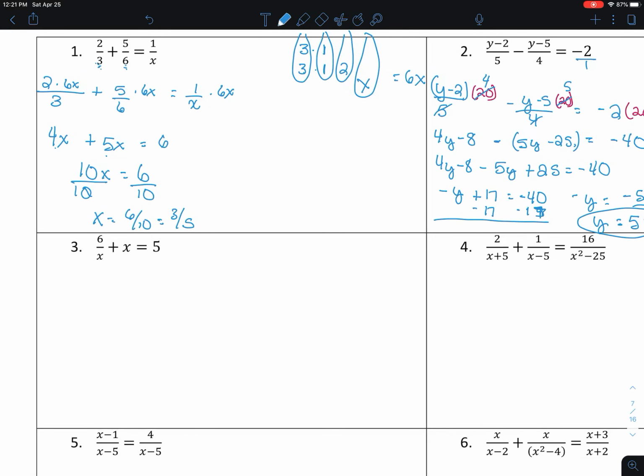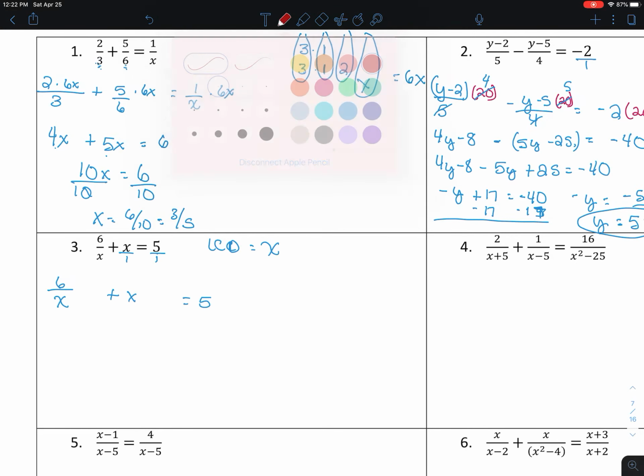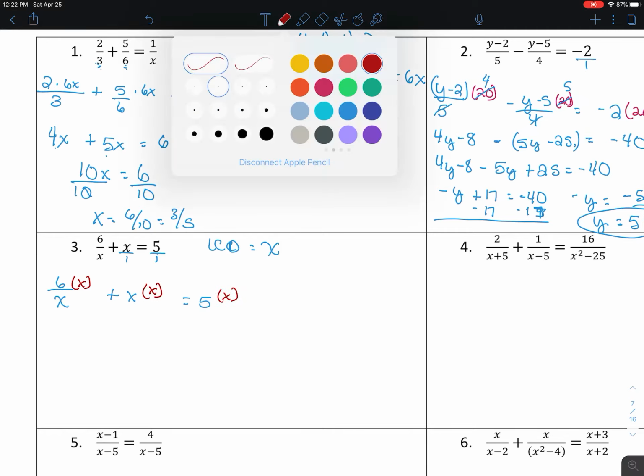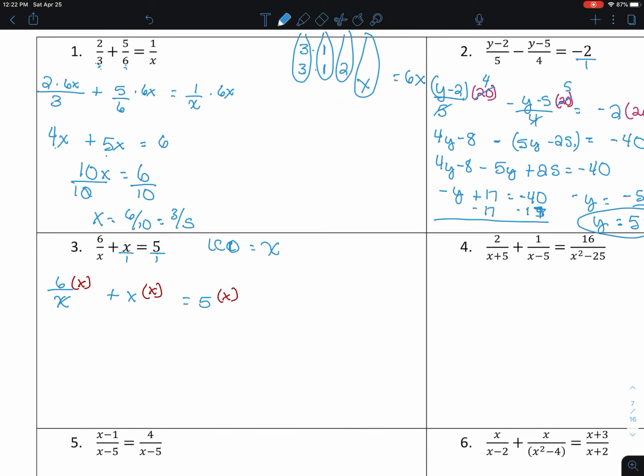Okie dokie? Alrighty. So once again, any whole number can be written over 1. So what's my least common denominator? Well, this is kind of easy since I only have 1. My least common denominator is x. So multiplying every term by x, by the least common denominator. Okay? Here, the x's cancel, so I'm left with just 6. This becomes x squared, and this is 5x.